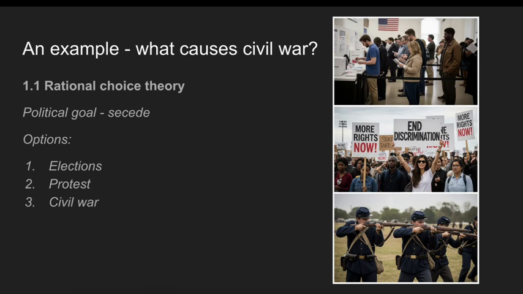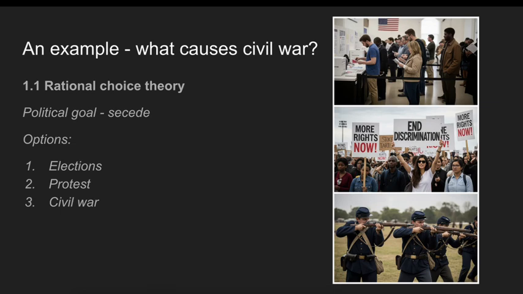Rational choice theory would assume that you have some set of actors, right? This can be some kind of a political organization, and they have a goal. Let's say they want to secede. They're a group of people for whom, for example, their ethnicity is particularly important, and so they want to have their own country for their own ethnic group. And so the leaders of this group decide, okay, well, what are our options? We want to achieve this goal. We can run in elections, we can protest, or we can wage a civil war.